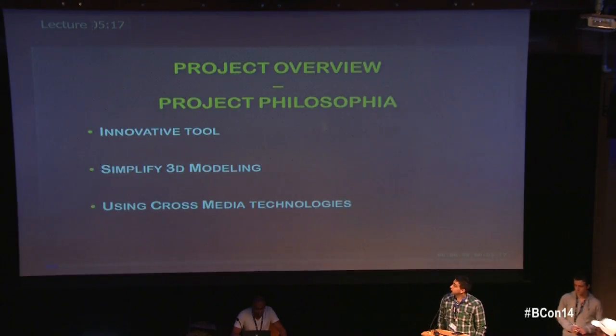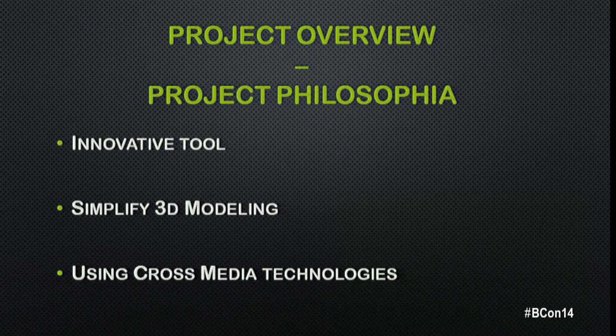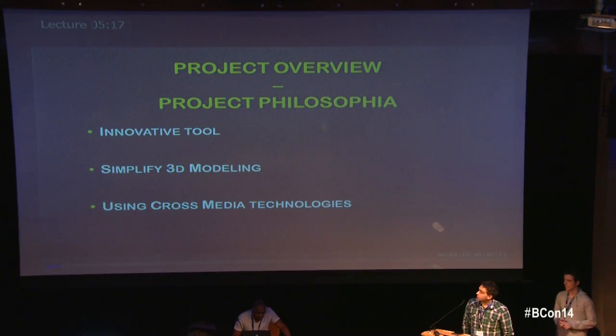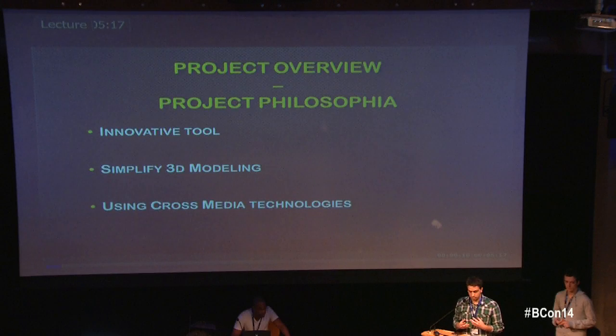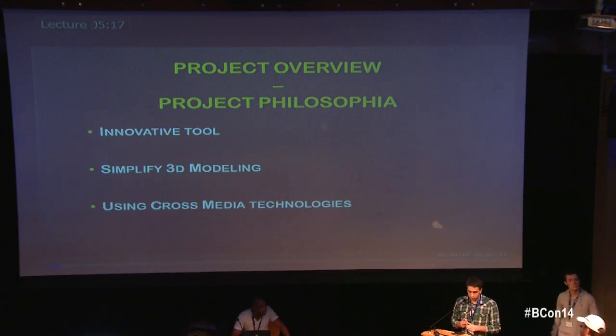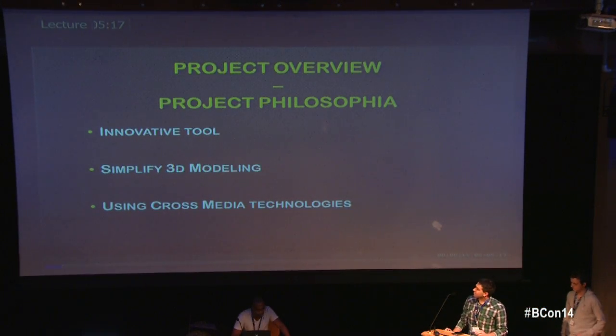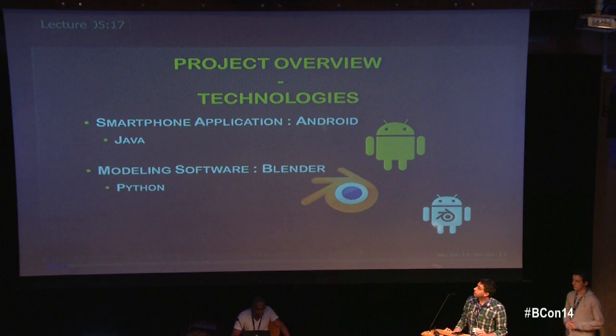So our first objective was to create an innovative tool for 3D modeling to simplify the process of creation. We also wanted to use different devices connected together to bring new functionalities to computers, like smartphones or other things like Neat Motion. So we chose two technologies. For the smartphone, we chose Android, and for the modeling software, we use Blender. Both are open source and easy to develop on. That's the main reason why we chose these technologies.